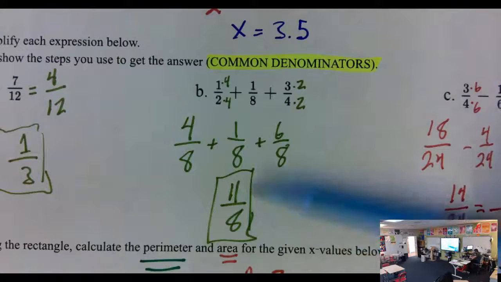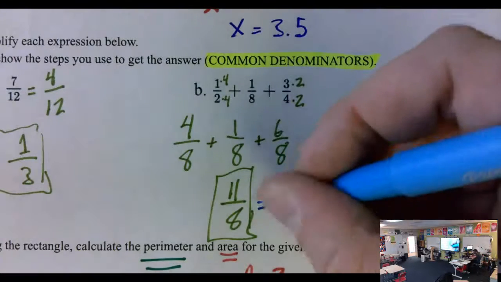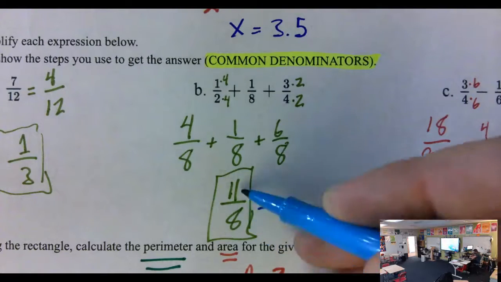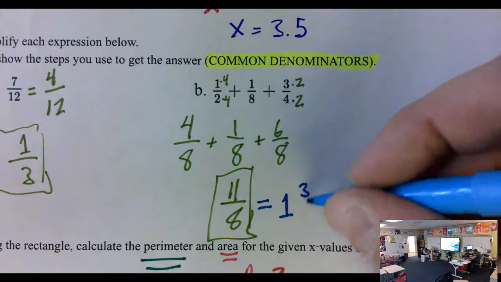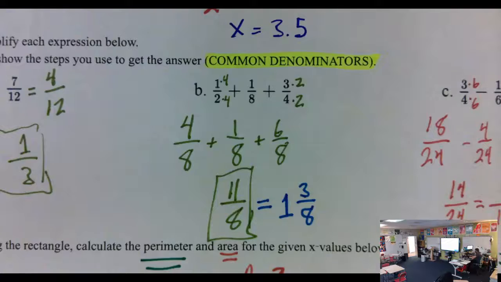So we get 11/8. If we want to make it back into a mixed number, I take as many 8s out of 11 as I can, which is only 1 eight that I can get out of 11. And I get 1 and 3/8. You can leave it improper, though.